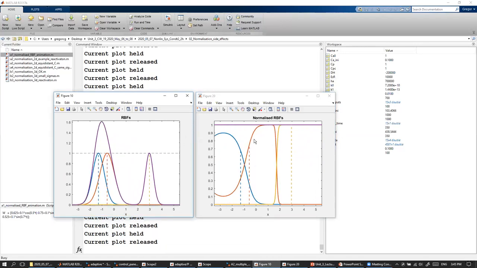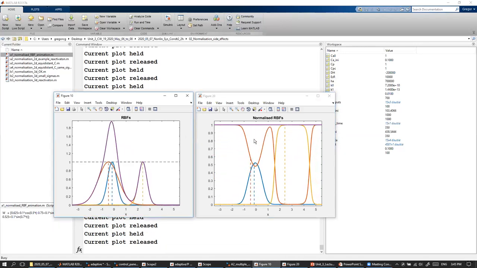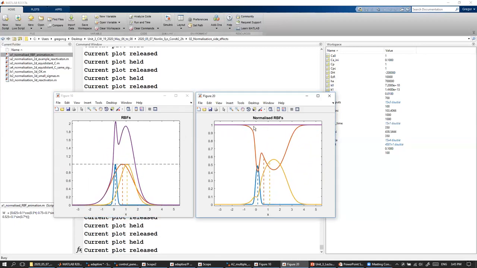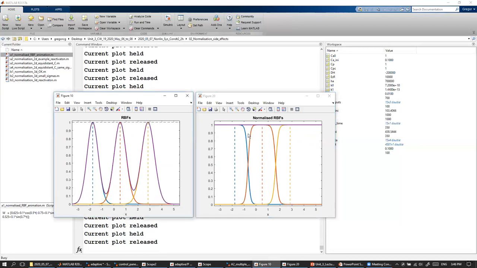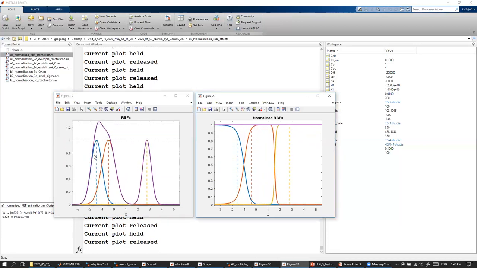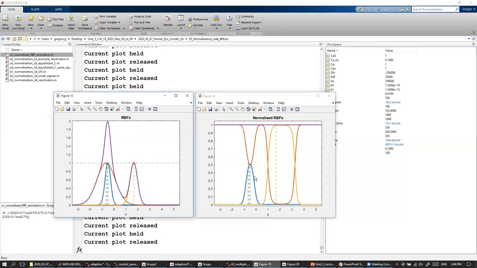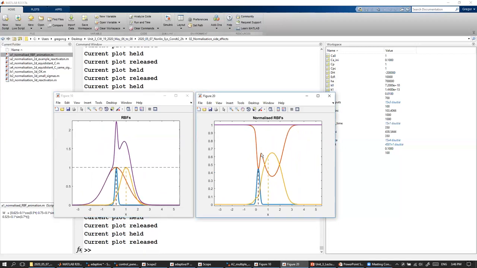On this side, we have the normalized functions, and the purple line is the sum of these normalized functions. For example, this blue Gaussian Bell is normalized here, the red one is normalized on this side, and the yellow one is again normalized on this side. So the sum of them is one, right? But now they are very different from the non-normalized ones. But if you want to use the validity functions for the local model networks, they need to be normalized. And this is what we can end up with.